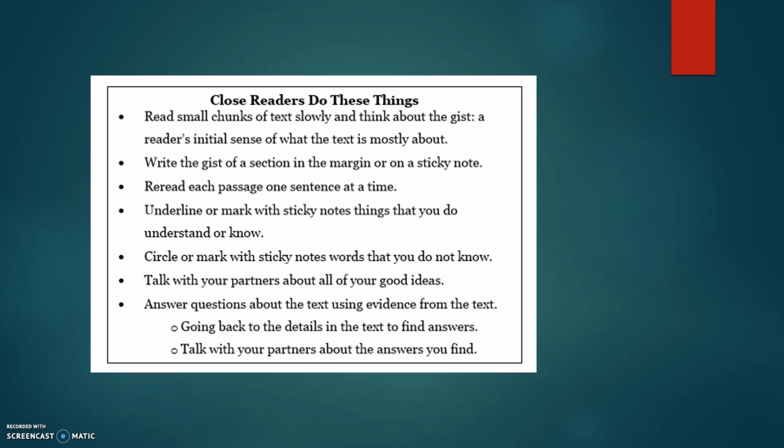Read small chunks of text slowly and think about the gist, a reader's initial sense of what the text is mostly about. We did that. Check. Write the gist of a section in the margins or on a sticky note. We did that. Check. Reread each passage one sentence at a time. Underline or mark with sticky notes things you do understand or know. We did that. Check. Now we're on to the next part. Circle or mark with sticky notes words you do not know.